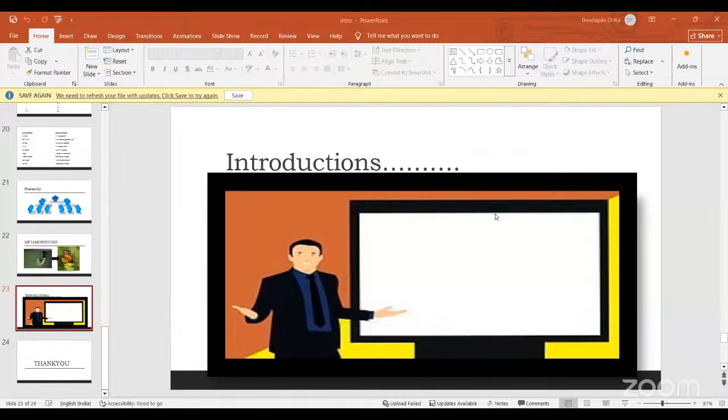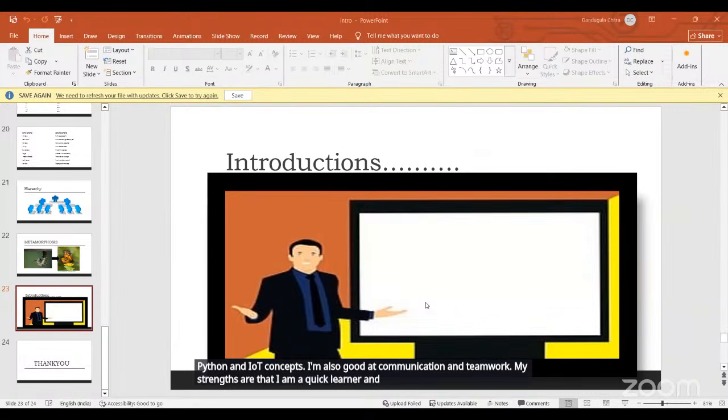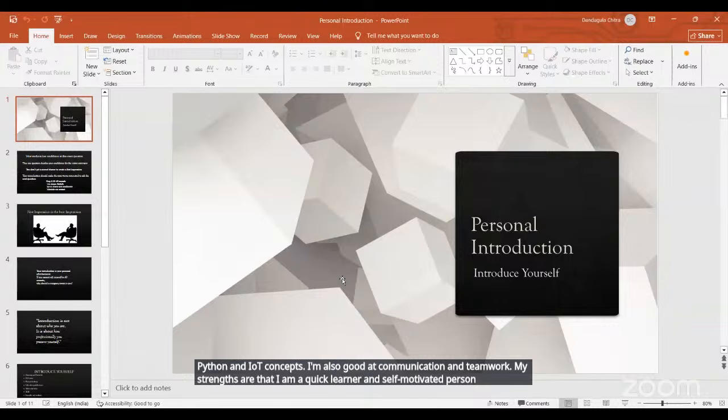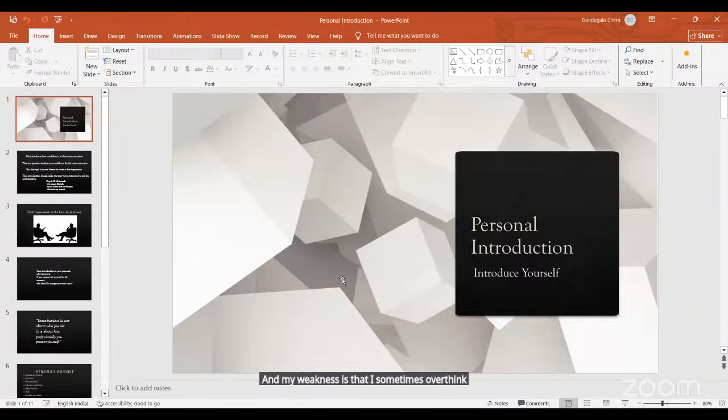First of all, thank you for giving me this opportunity to introduce myself, sir. My name is Hasini. I am from Nellore district. I am currently pursuing third year BTech in CRT IoT at PBR WITS. Coming to my skills, I have basic knowledge in programming languages like C, Python, and IoT concepts. I'm also good at communication and teamwork. My strengths are that I am a quick learner and self-motivated person. And my weakness is that I sometimes overthink, but I am working on improving it.